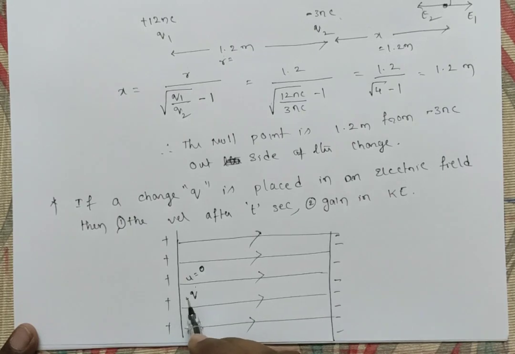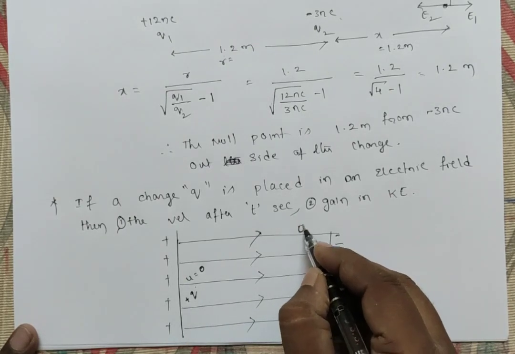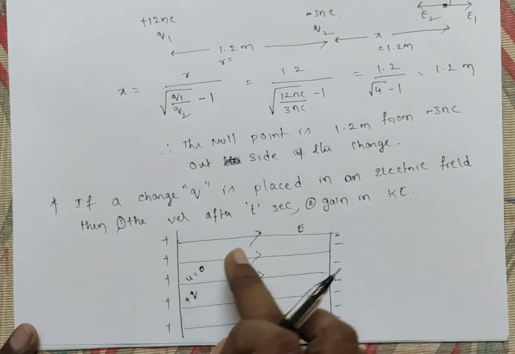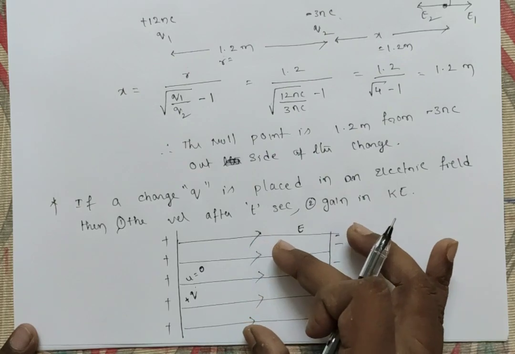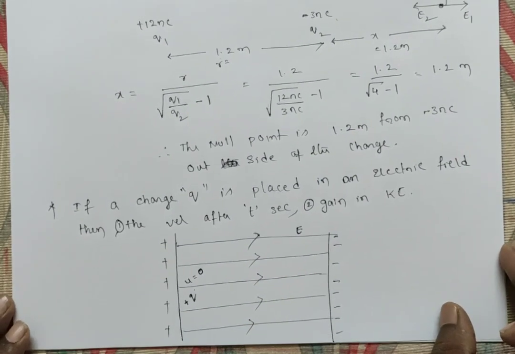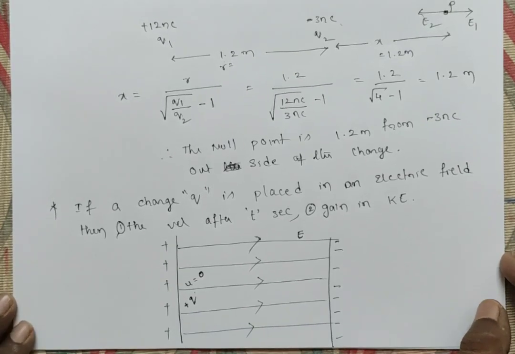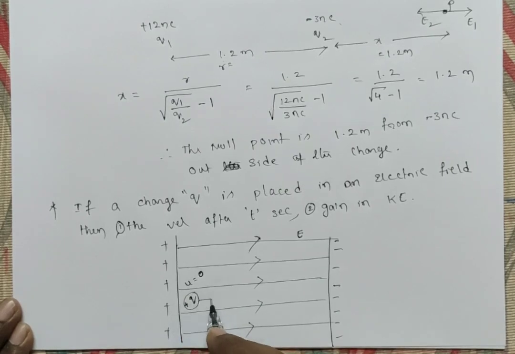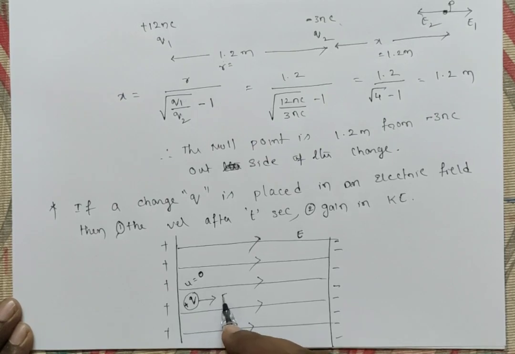The positive charge will experience a force. The electric field intensity is E everywhere. This kind of field we call a uniform electric field: everywhere the magnitude of the electric field intensity remains the same. Now a positive charge will experience force in the direction of the field, that is F equal to EQ.